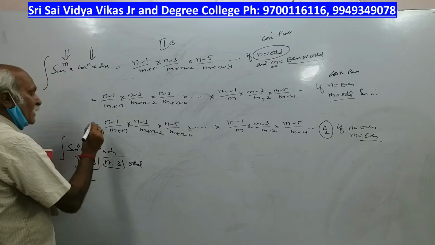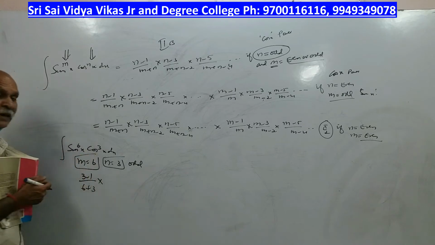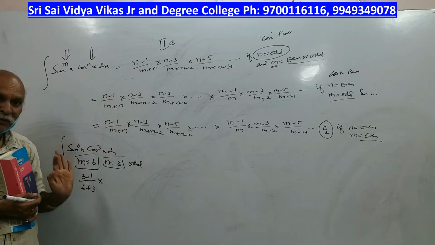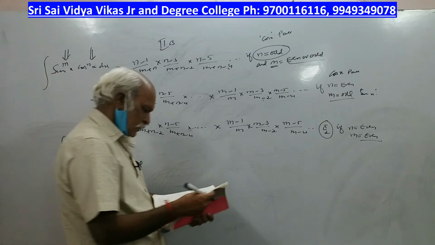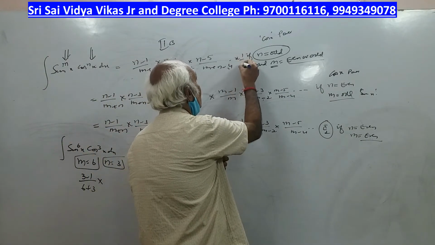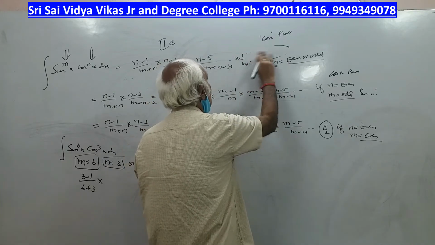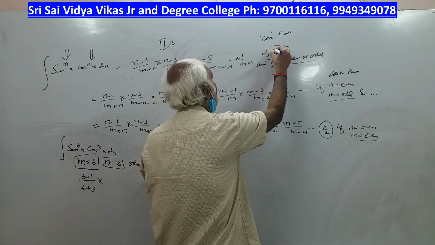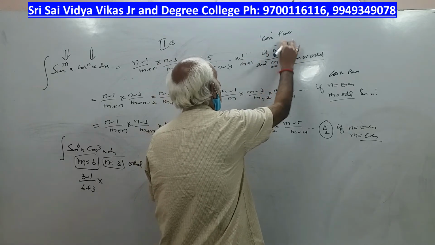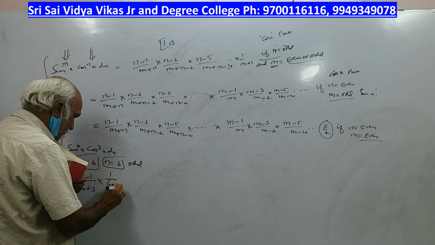(3 minus 1) by (m plus n), that is 6 plus 3, into (3 minus 3). What is happening? 3 minus 3 is 0. So it ends there, right? It ends there. Then here, the last one, 1 by m plus 1, into 1 by m plus 1, that is 6 plus 1.